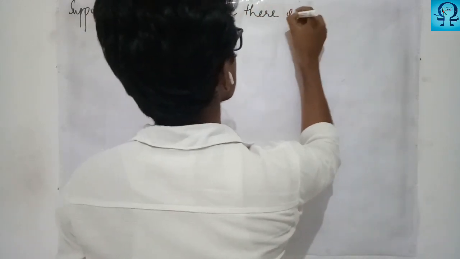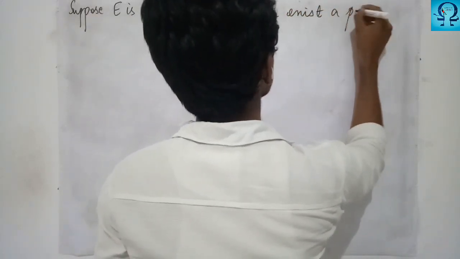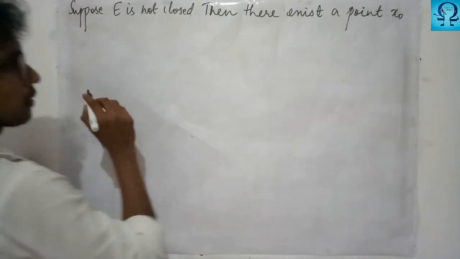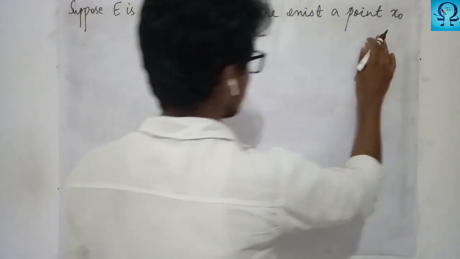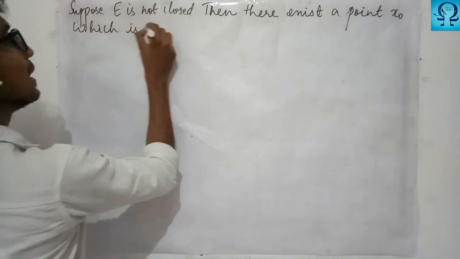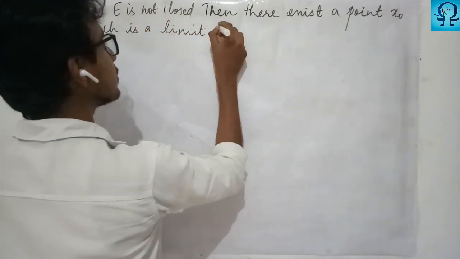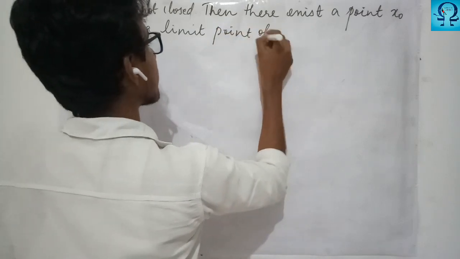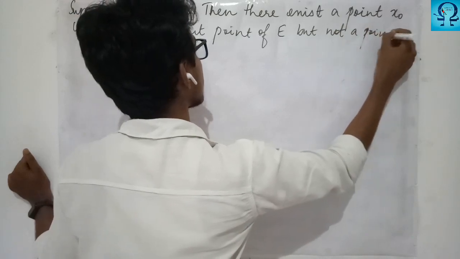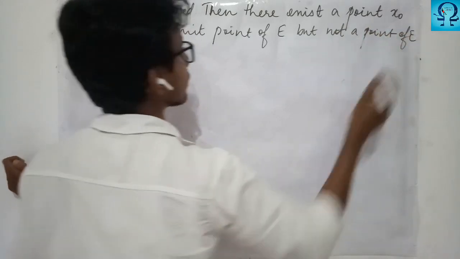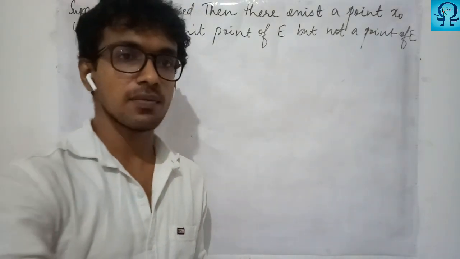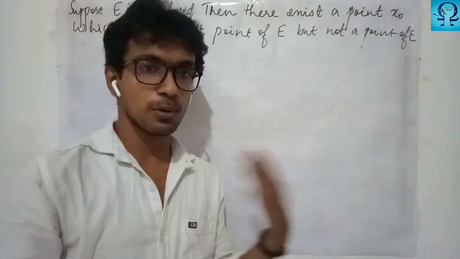Then there exists a point, let me take that to be some x naught. There exists some point x naught which is a limit point of the set, but it is not a point of E. So this is what we have assumed, right? With this assumption we will have to proceed further.